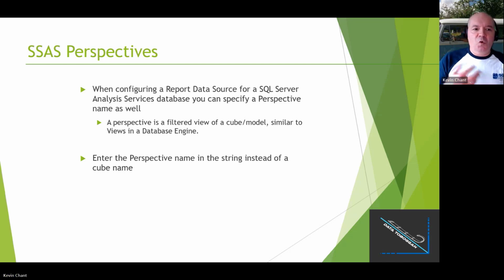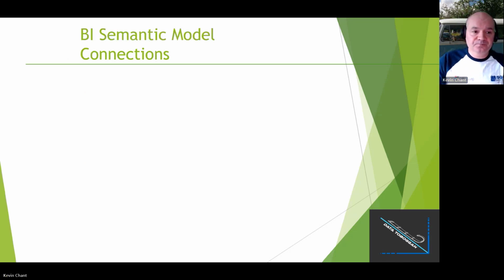So when you're configuring an SSAS report data source, you can actually specify the perspective name as well. So what you actually do is, when you're working on a connection string, you put in the name of the perspective where you would traditionally enter the name of the cube. And I will show you an example of this shortly.